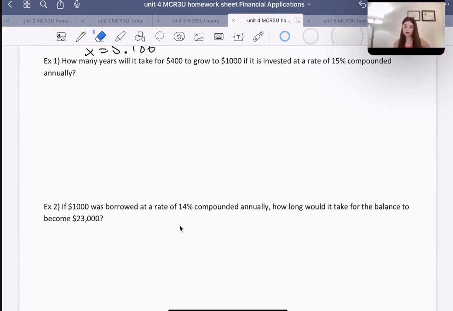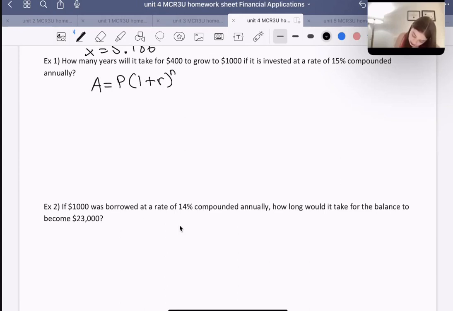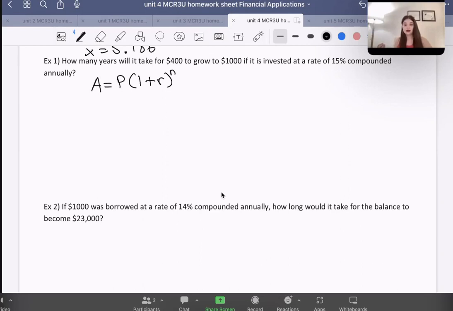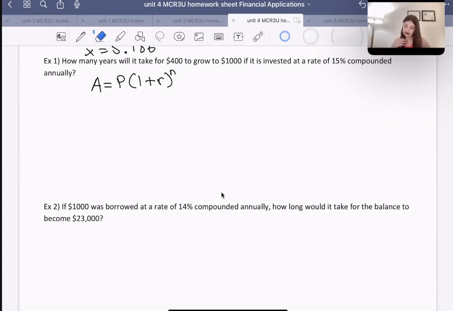So first thing I'm going to do before I even start this question is I'm going to write down the equation that I know we will need for compound interest. The equation is that the amount accumulated is equal to the principal times 1 plus the interest rate to the power of n. And I'm going to also write down what is given. So what is given to us in this equation?